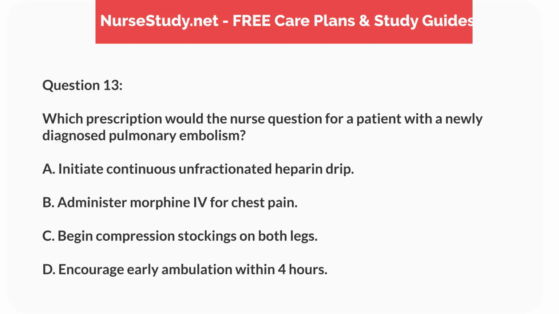Question 13. Which prescription would the nurse question for a patient with a newly diagnosed pulmonary embolism? A. Initiate continuous unfractionated heparin drip. B. Administer morphine IV for chest pain. C. Begin compression stockings on both legs. D. Encourage early ambulation within 4 hours.